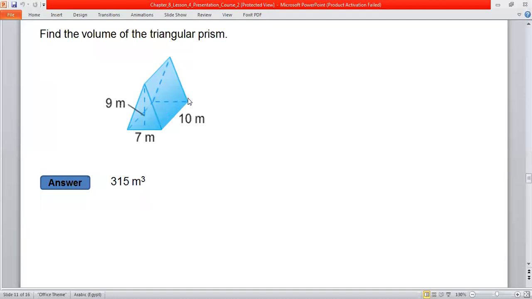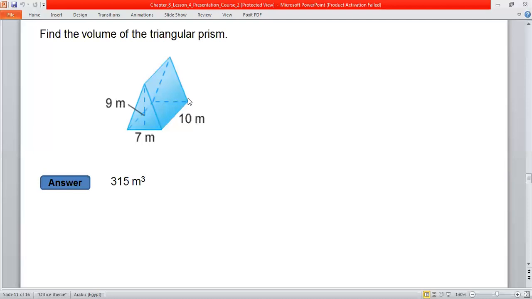What is the base area here? I need the base area. No, look, the 10 here is the height of the prism, so 10 is outside of the base. Firstly, I need to find the base area. Can you tell me about the base area?